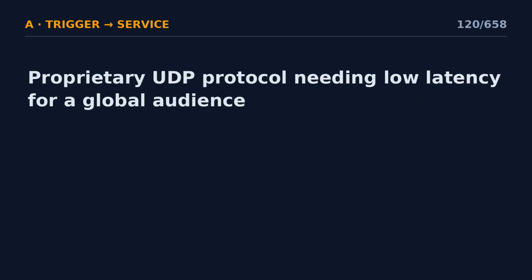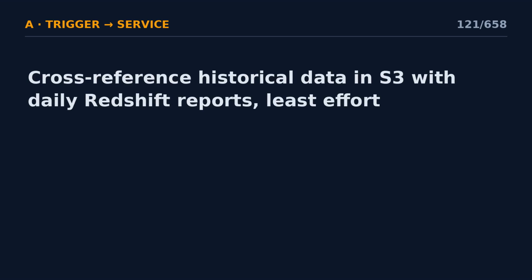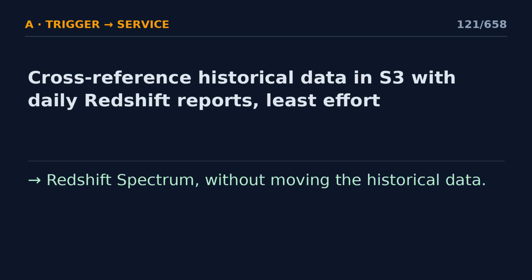Proprietary UDP protocol needing low latency for a global audience. Answer: AWS Global Accelerator. Cross-reference historical data in S3 with daily Redshift reports, least effort. Answer: Redshift Spectrum, without moving the historical data.